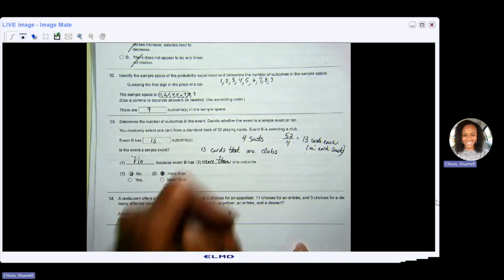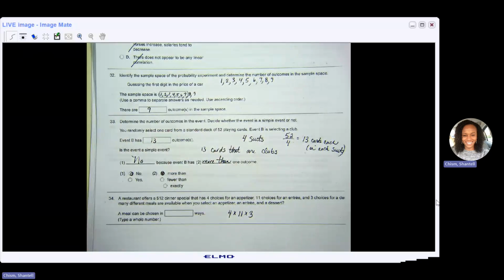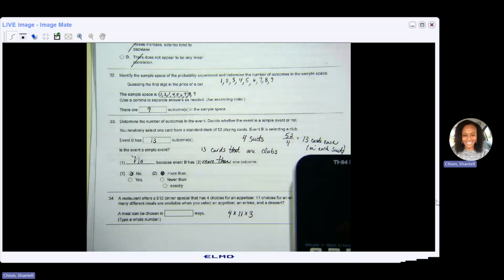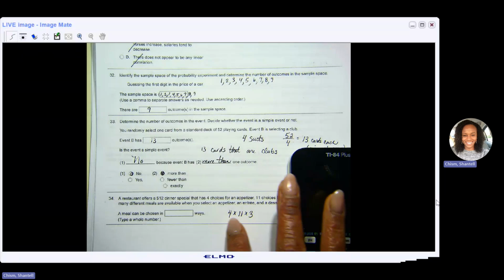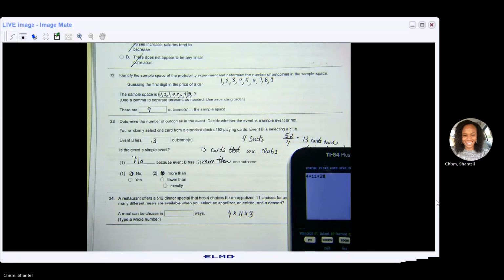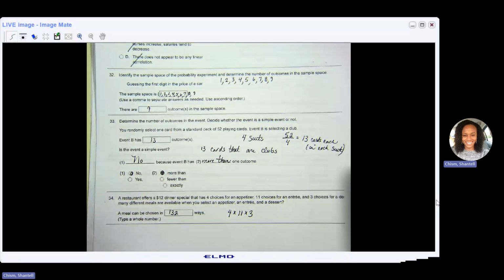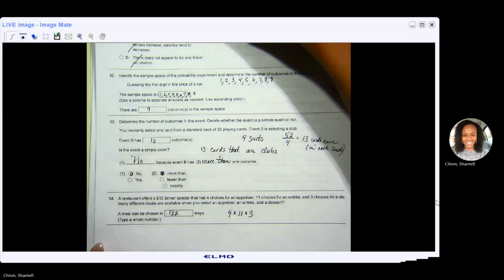Okay? Number 34, a restaurant offers a $12 dinner special that has 4 choices for an appetizer, 11 choices for an entree, and 3 choices for a dessert. You're trying to figure out all the different meals that you can create if you choose one appetizer, one entree, and one dessert. That is the principle of counting, where you just multiply the different ways you can choose an appetizer, an entree, and a dessert. So 4 times 11 times 3. We have 132 different ways that we can form this particular meal. Okay.